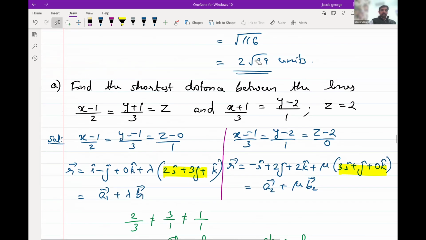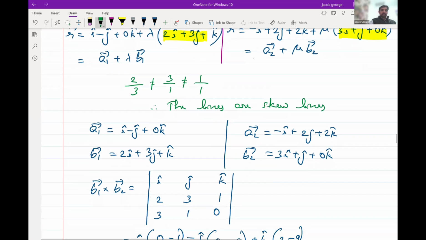Because all are equal to lambda. Okay, all are equal to lambda means when you write z minus 2 by 0 equal to lambda, can you see this writing? z minus 2 by 0 equal to lambda means z minus 2 is equal to lambda into 0. What is lambda into 0? It is 0. Or z equal to 0 plus 2. We get z equal to 2 form. Clear? That is why z minus 2 by 0 is the correct form of attaching.